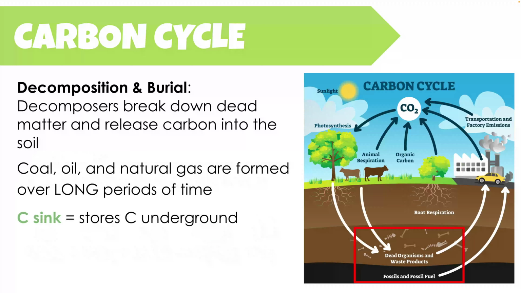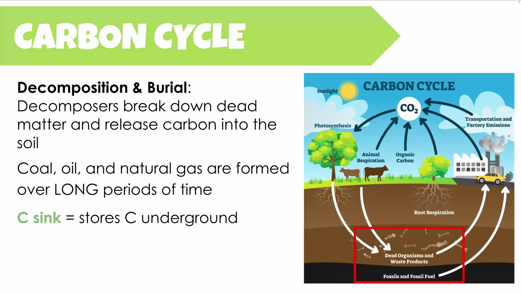Then down here at the bottom of the carbon cycle, we have the processes of both decomposition and burial. We put them together because they go together. This is where you have organic carbon on the soil floor or forest floor, and decomposers, things like fungi and bacteria, are breaking down that organic matter to release carbon into the soil. And this is happening over long periods of time. So layers of carbon are building up in that soil where it's getting buried and compacted.